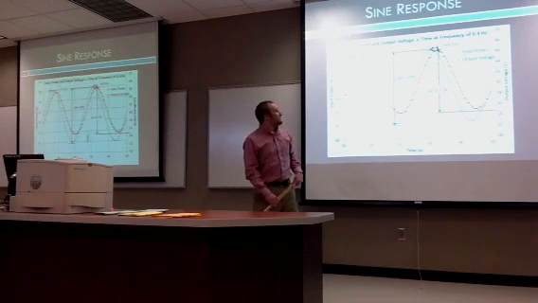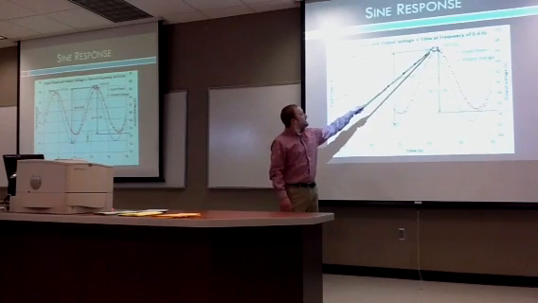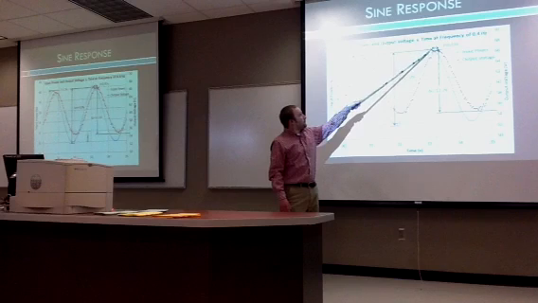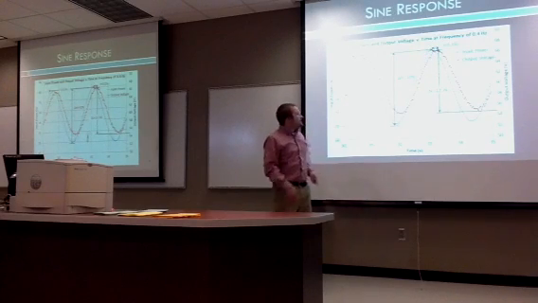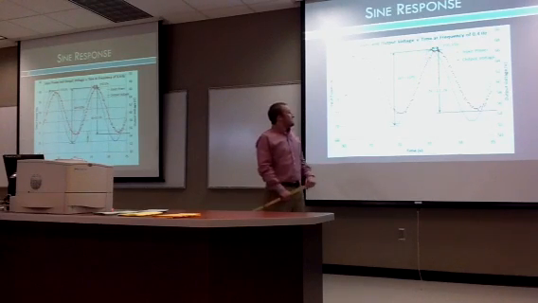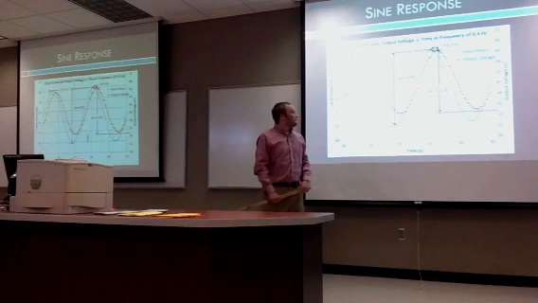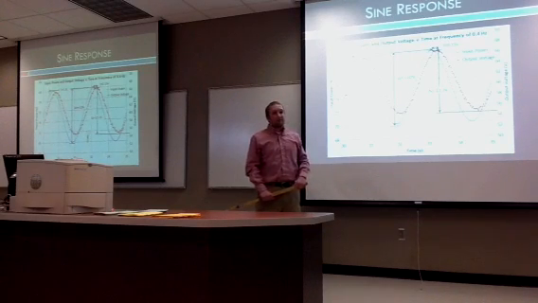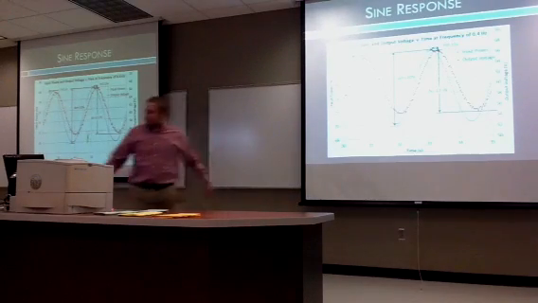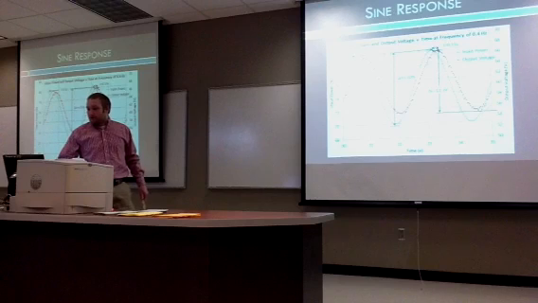T naught is the difference between the top of your input and the top of your output voltage. And change in C is just the difference between the top of your output voltage and the bottom of your output voltage. And it was 12.2 volts. This was with it at 0.4 hertz.